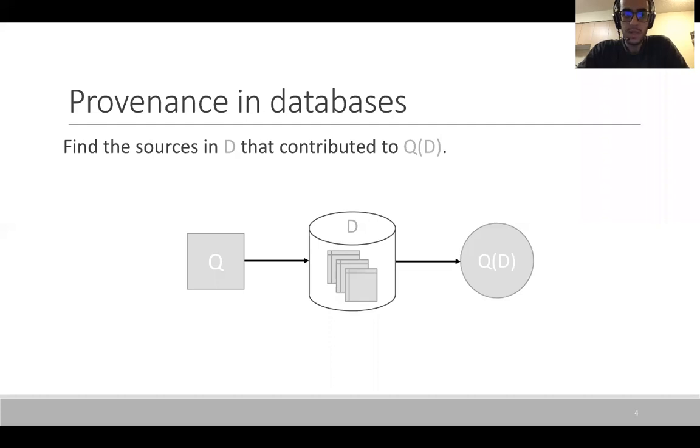So provenance in databases is basically when we have a query Q, a database D with tables, and the result of that query applied to this database, Q of D. We want to find the sources in the database that contributed to the results of the query.